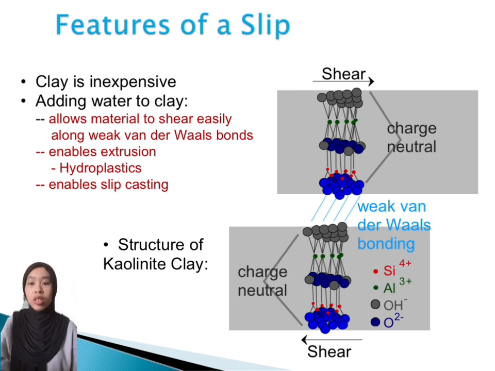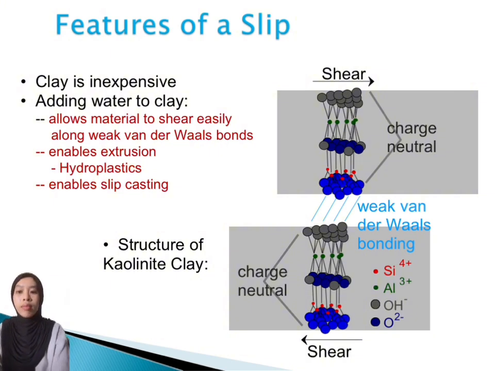Moving on to the features of a slip. Firstly, clay is inexpensive and widely available, which makes it suitable for ceramic production. So why do we add water? Because when water is added to clay, it can change the behavior of the material. The water reduces the attraction between clay particles.